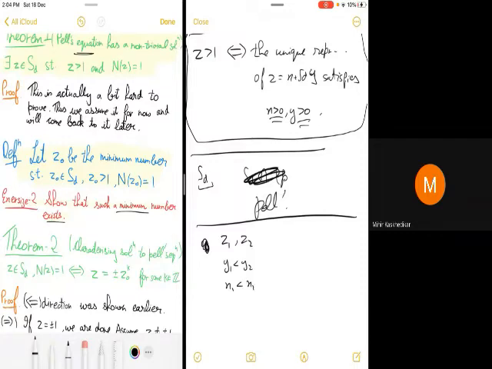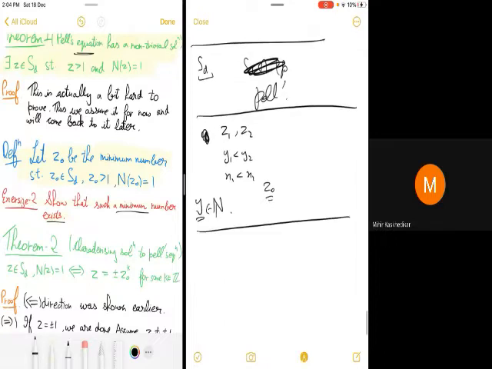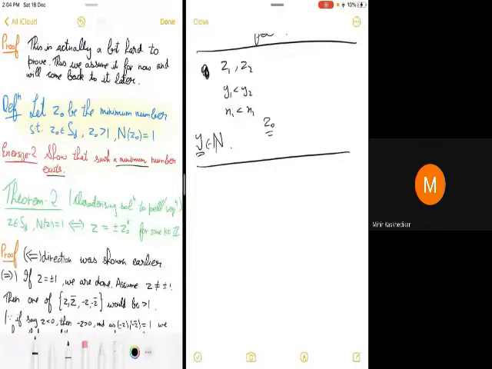So if we take the minimum such y, where y belongs to the naturals, by the well ordering property we have a minimum. Do you see why the z naught that we get will also be minimum? Yes. Okay, great. So let z naught be such a minimum number.